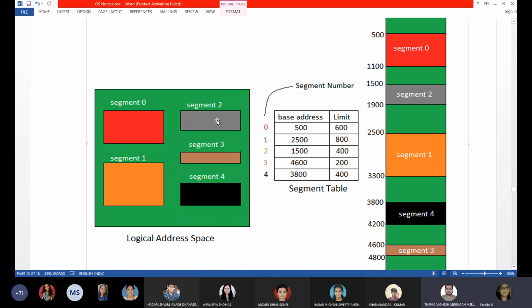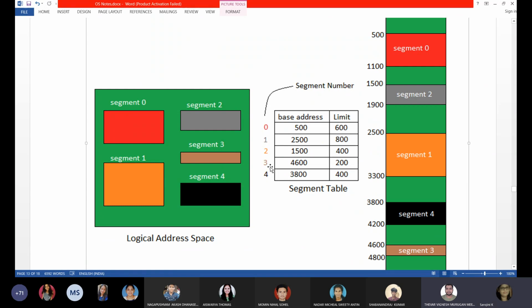So assume that I want to store segment 3 inside the main memory. Assume segment 3 is not yet loaded. So segment 3 is being brought from the secondary memory, virtual memory. In which address is it loaded? What is the segment number? 3. So where is segment number 3 here?